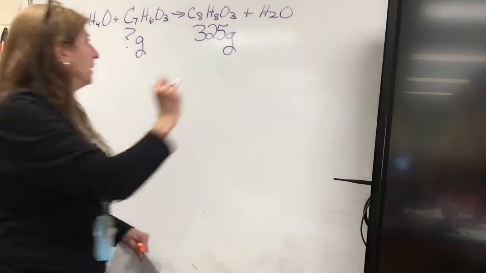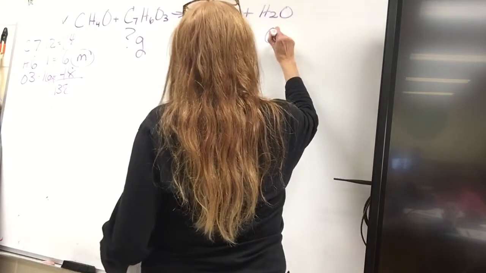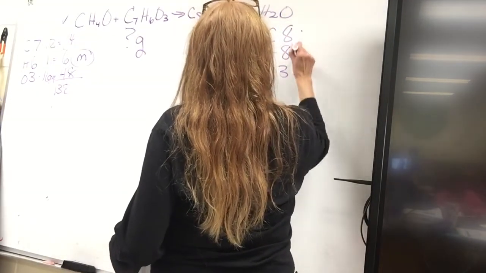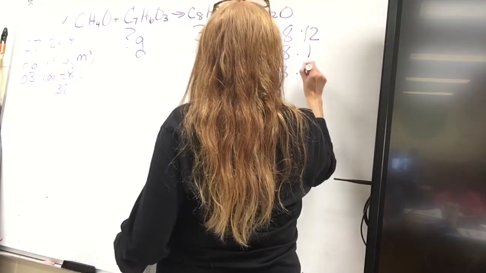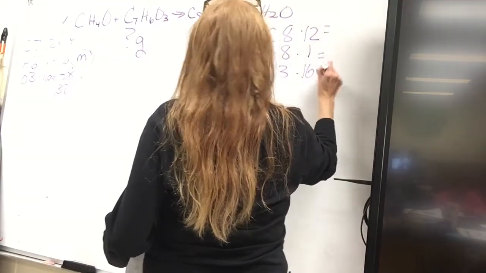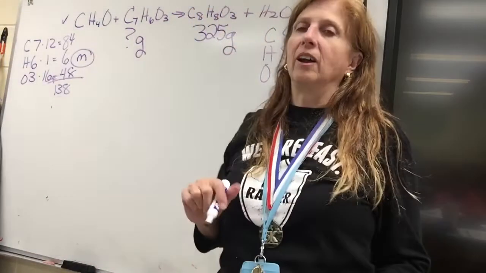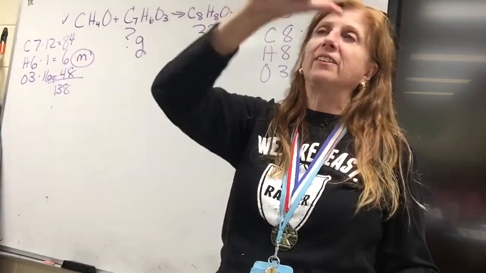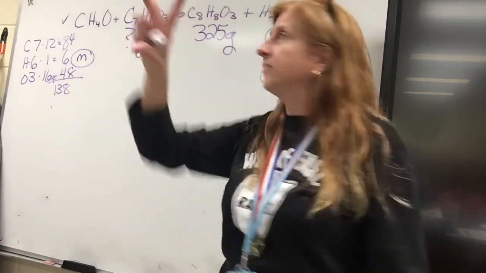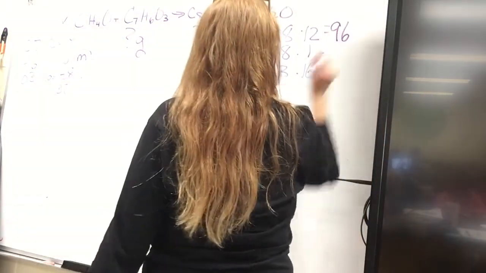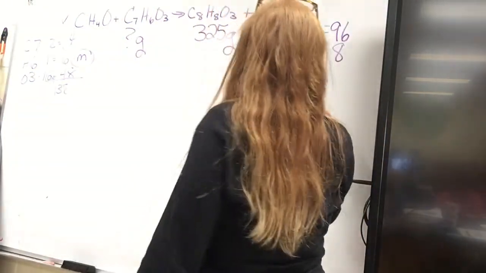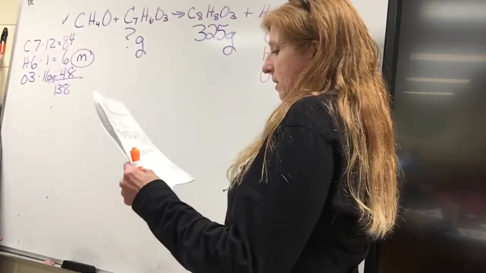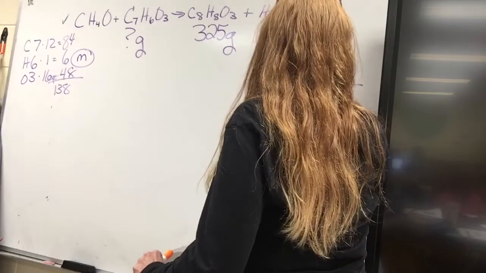Did that one. And now we got to do this one. C is 8, H is 8, O is 3, 12, 1, 16. Okay, so we started with a 0, 12, 24, 36, 48, 60, 72, 84, 96, 108. 8, 16 times 3 is 48. Add them all up, and it's 152 grams.